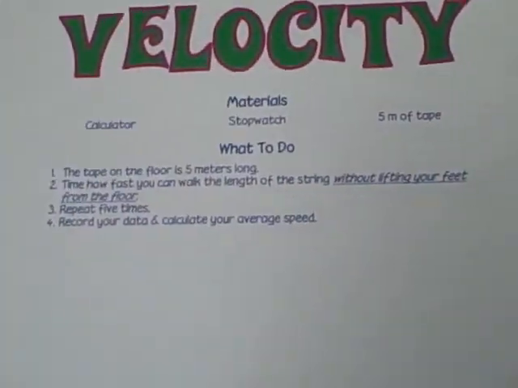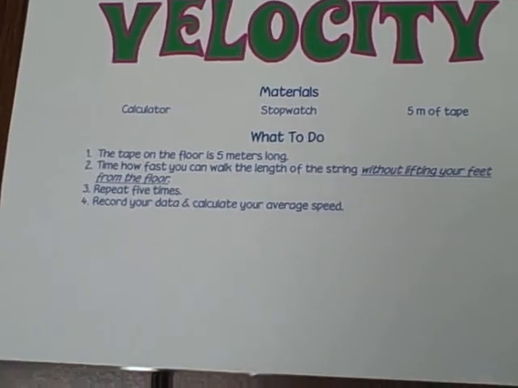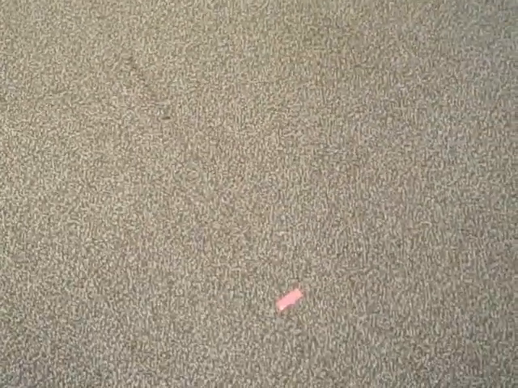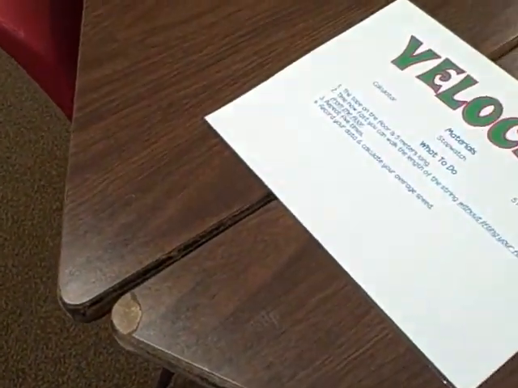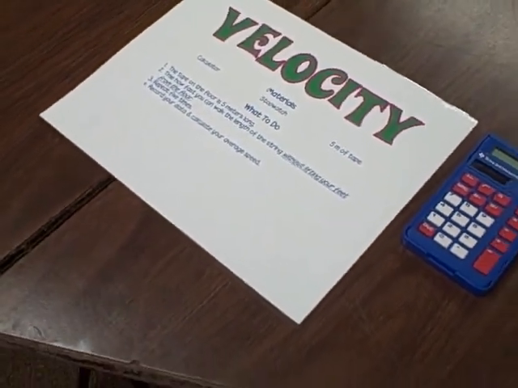For the velocity station, you need a calculator, a stopwatch, and 5 meters of tape. And what you'll do is you'll tape 5 meters, go ahead and pre-mark it on the floor. We're going to use this seam and the carpet right now as my demo. And then you're going to have the students take a stopwatch, and they're going to time how fast they can walk the length of the string or the floor without lifting their feet from the floor. And then they're going to repeat it 5 times, and they'll just calculate. So they'll have to just scooch across the floor. They're going to record that, and they're calculating speed.